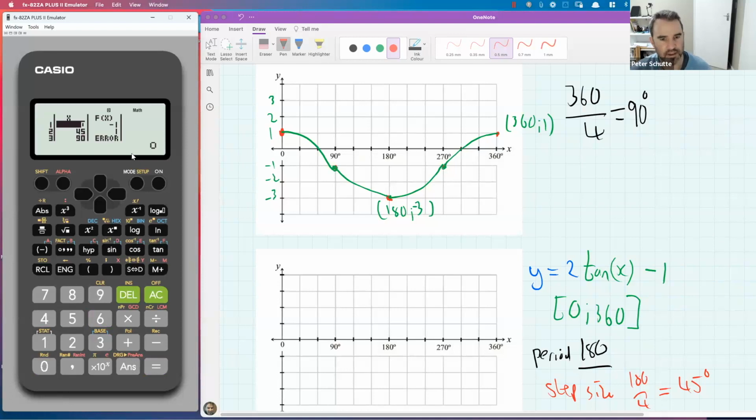Now, there's some errors going on. Can someone tell me what those errors are? Who can tell me what those errors are? Have I made an error, or is that a good error?